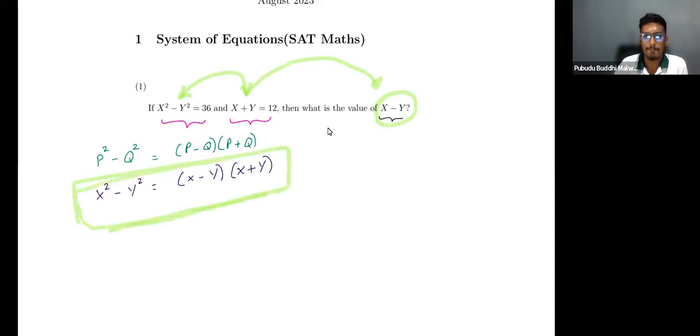It's a known concept for factoring quadratics. So therefore, we can apply this. And also remember, x squared minus y squared and x minus y whole thing squared, those two are completely different things. So in this case, we do have the value of x squared minus y squared, that is 36. And we need x minus y.